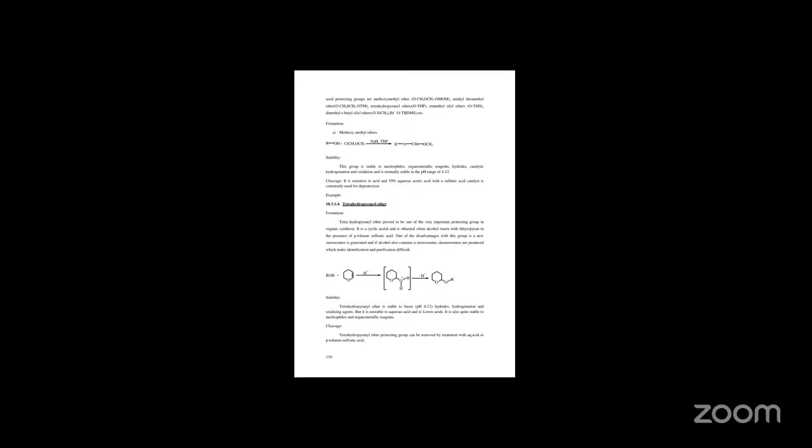Tetrahydropyranyl ether is formed. So here also, when alcohols react with dihydropyran, tetrahydropyranyl ether is the product. Next one is trimethylsilyl ether.